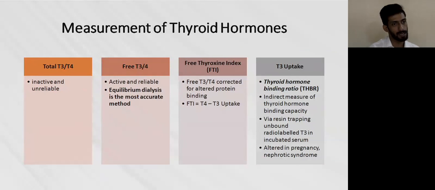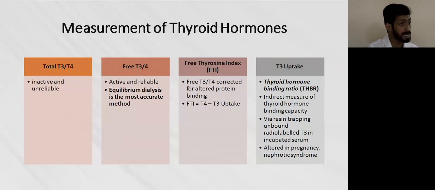Now after TSH, we can measure the thyroid hormones. What are the different methods that have been used to measure thyroid hormones? People do check total T3, total T4. Both are inactive and both are unreliable. Total T4 probably has a small role in Euthyroid Sick syndrome. But other than that, it really doesn't have a role in evaluating a thyroid disease.